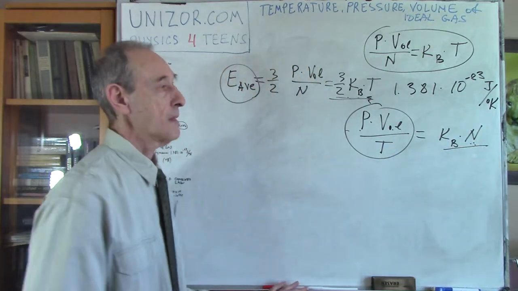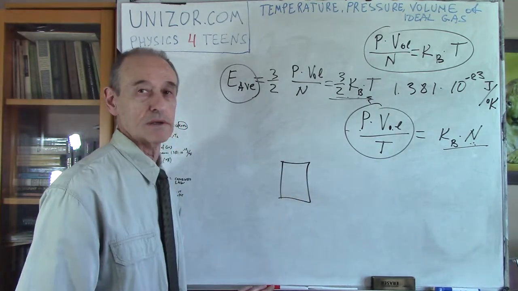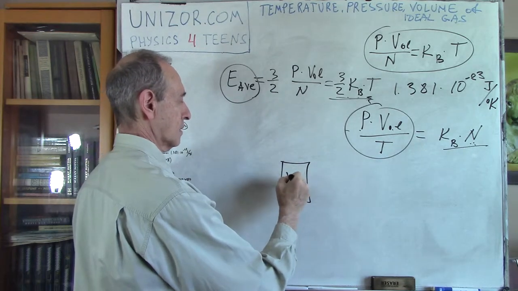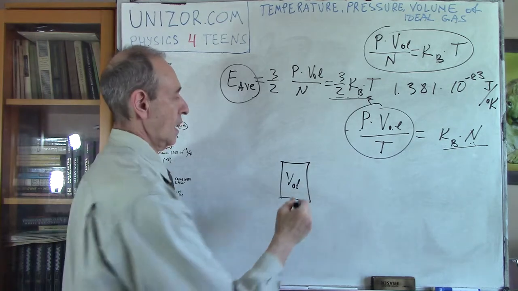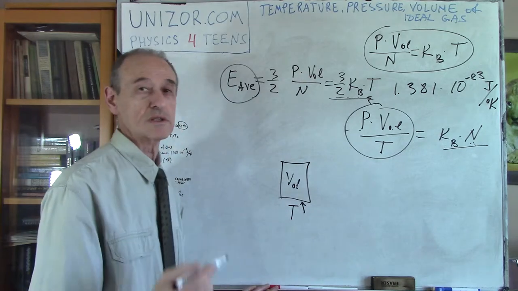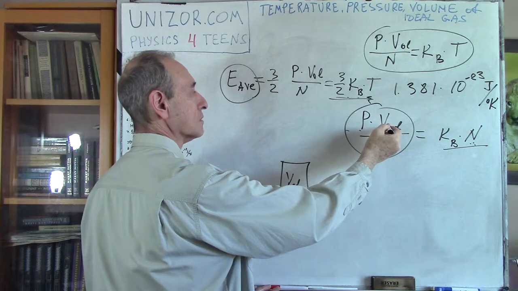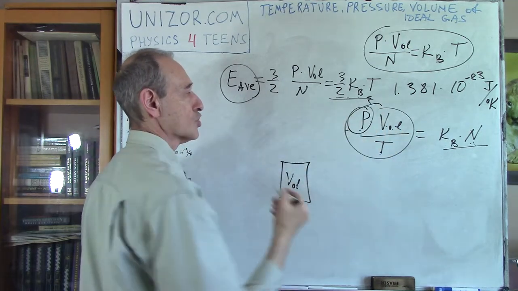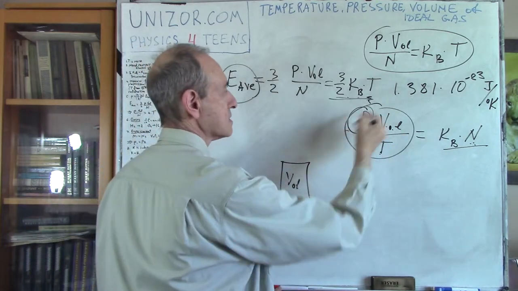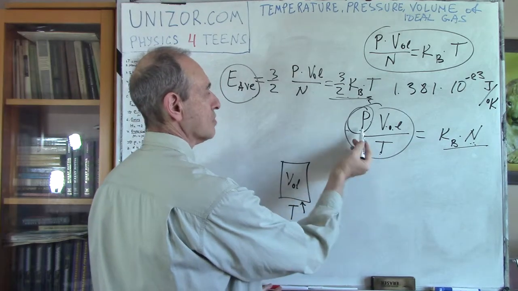So for instance, if we have a cylinder with a certain volume, which is fixed, and then we change the temperature, then while the volume remains constant, P should also change proportionally, because otherwise the whole thing will not be a constant. So if I double the temperature, my pressure should double.